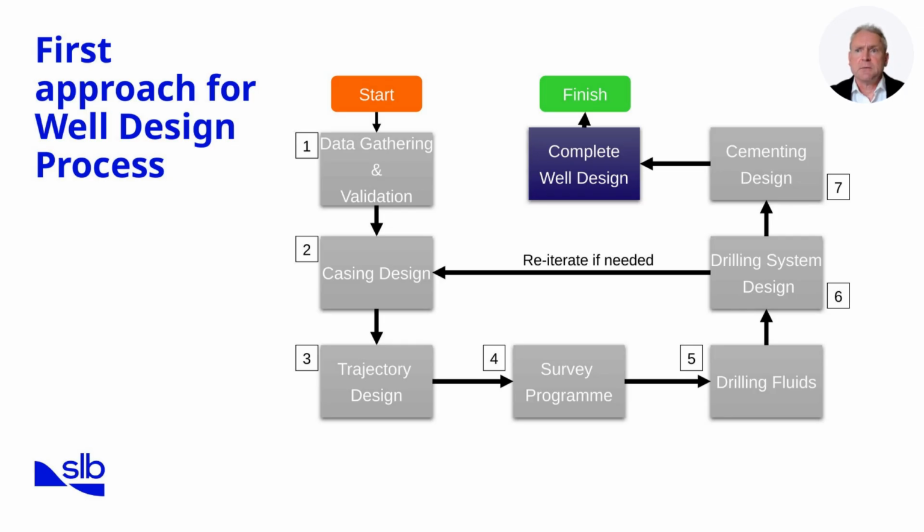The flow diagram on this slide, placed centrally, shows the sequence from data gathering through to cementing, with a looped arrow reminding us that reiteration is often necessary. With this first pass structure in mind, let's now take a closer look at data gathering and validation.